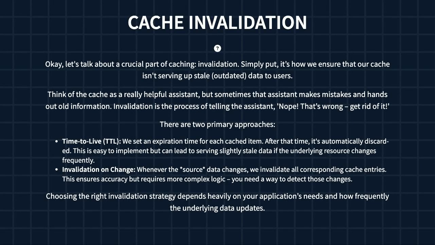And don't forget database-level caching and object caching, each with its own benefits and considerations. Let's dive into cache invalidation, which is super important for keeping our cache data accurate. Basically, it's about making sure the cache isn't serving up old information. Imagine your cache as a really helpful assistant. Sometimes it makes mistakes and hands out outdated details. To fix this, we need to tell it when something has changed. There are two main ways to do that: time to live, where we set an expiration time for each item in the cache, or invalidation on change, which means we invalidate all cached entries whenever the original data updates.